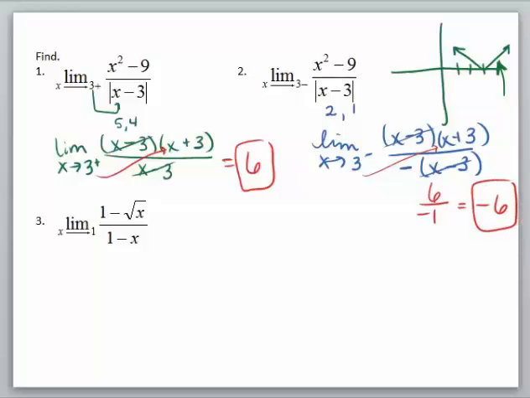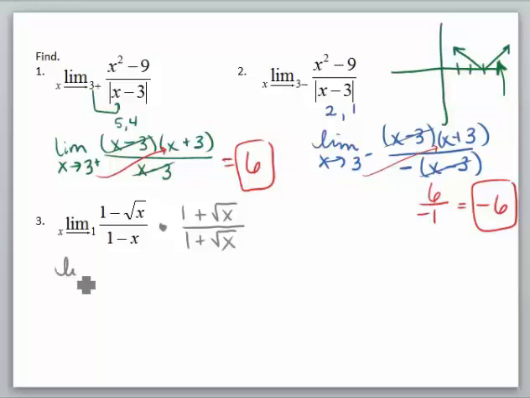The last example on this slide has to do with square roots, and when I plug in 1, I get 0 on the bottom. So I've got to figure out a way to simplify this. And the way we're going to do that is using conjugates. What a conjugate is, is that you keep the two terms that are there, but you change the sign between them. If it was minus, it's now plus. If it was plus, it's minus.